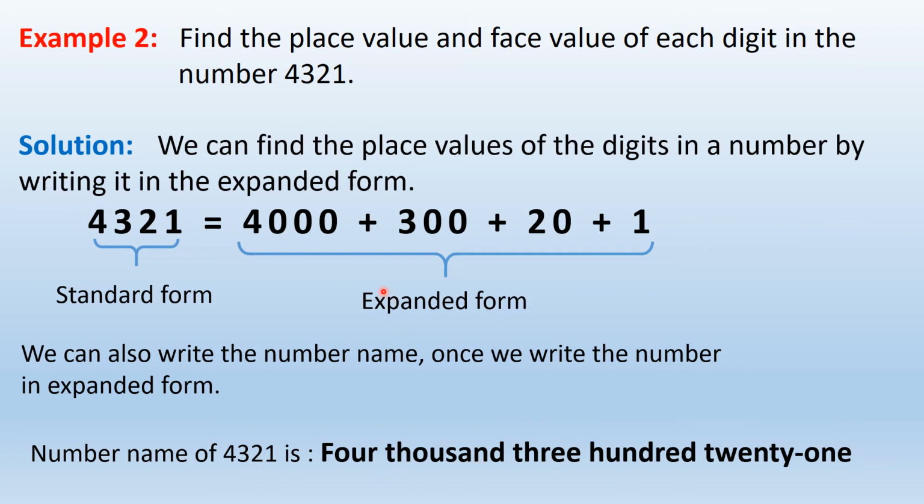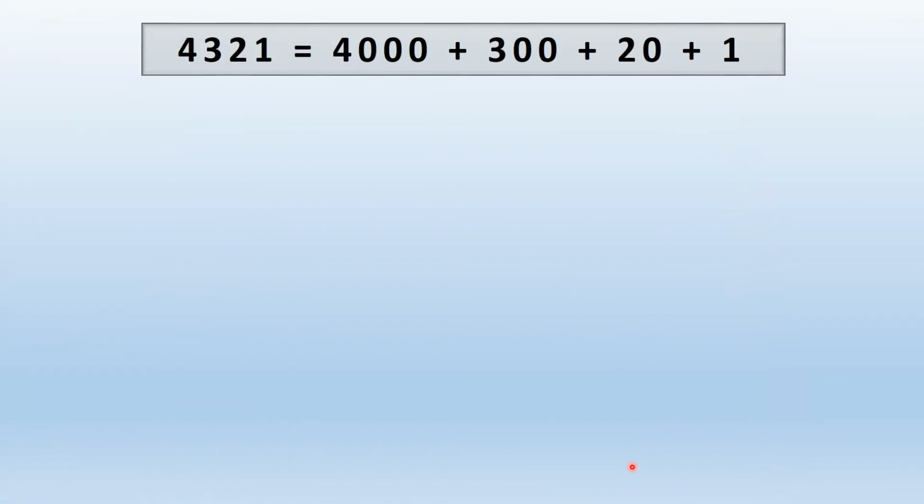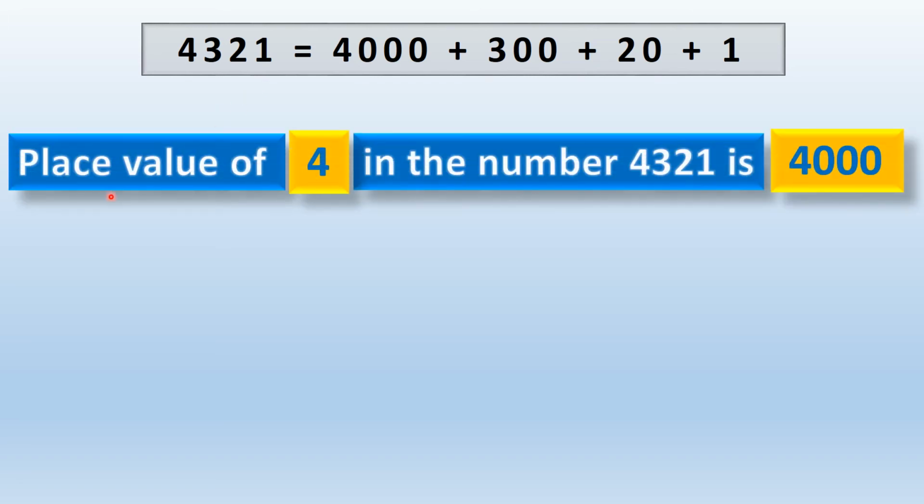So after writing the number in expanded form and learning how to write the number name, now we will find place values of each digit of the given number. Place value of 4 in the number 4321 is 4000. Look here, 4 is here in thousands place. The corresponding term in the expanded form is 4000. Therefore place value of 4 is 4000.